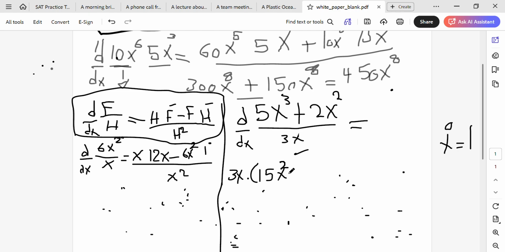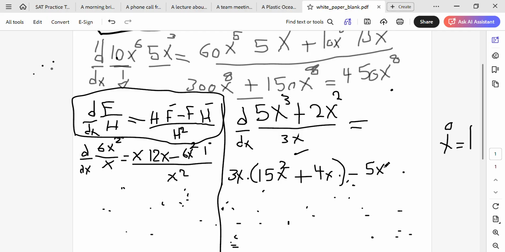3 minus 1, that's 2. So 15x squared plus the derivative of 2x squared, that's 4x. Okay, this is the first part. As the rule says, you take the bottom, multiply by the derivative of the top, then subtract the top. You're going to write all this part. So let me write it.